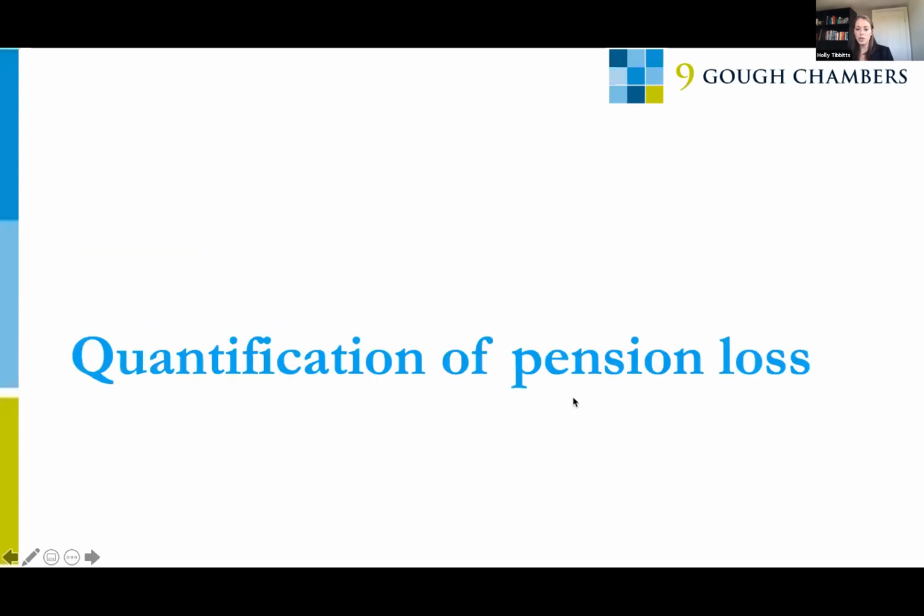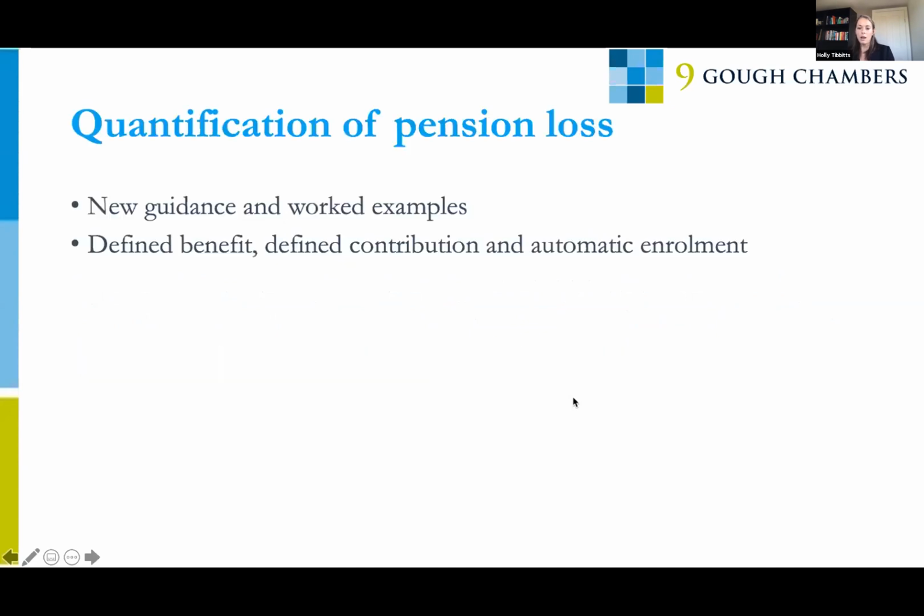I'm going to quickly address quantification of pension loss. There are new guidance and worked examples of quantification of pension loss that deal with defined benefit schemes, which are obviously increasingly rare, defined contribution schemes, and also with automatic enrolment. I think that the automatic enrolment guidance is of the most interest at this stage because I think there's been some debate about the correct way of quantifying these losses.